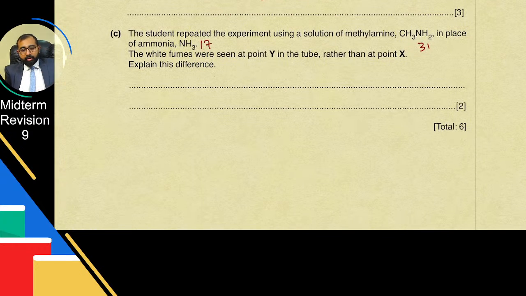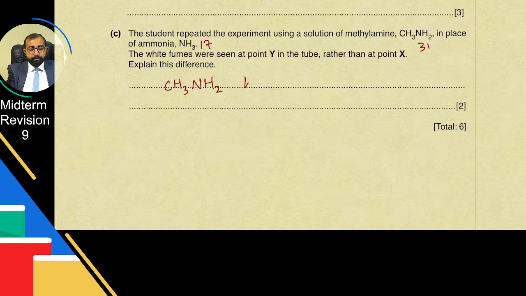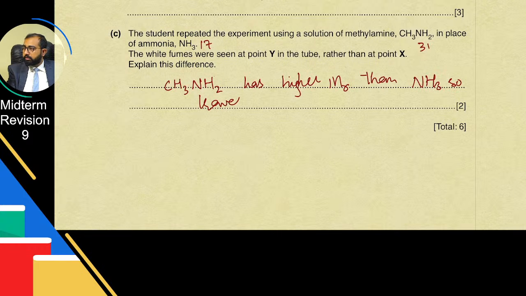Now here's the thing, when they explain this difference, they're not saying कि HCl और methylamine आपस में Y पे क्यों आ रहे हैं. The difference is basically कि ammonia और methylamine का point X और point Y का difference क्यों आया. So we'll say that methylamine, and if you don't know how to mention the whole name, you can just use the formula. Methylamine has higher MR, again I've compared it, than ammonia, so travels slower, and that's what I will say.